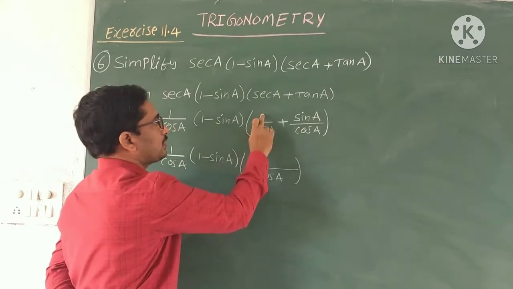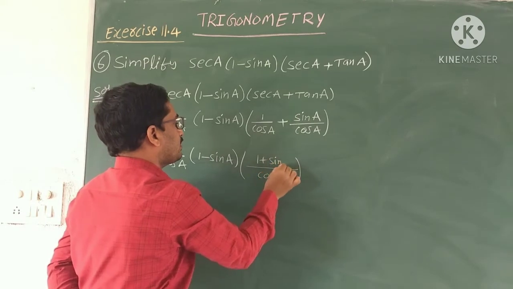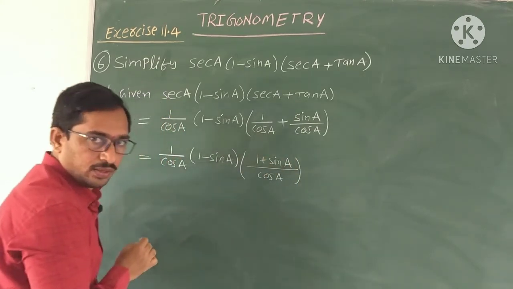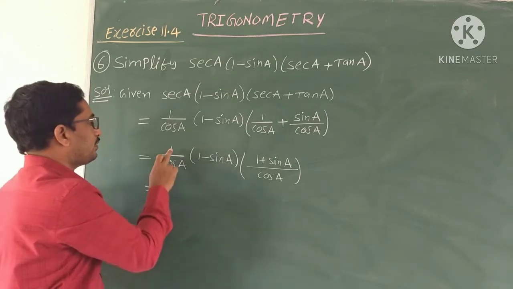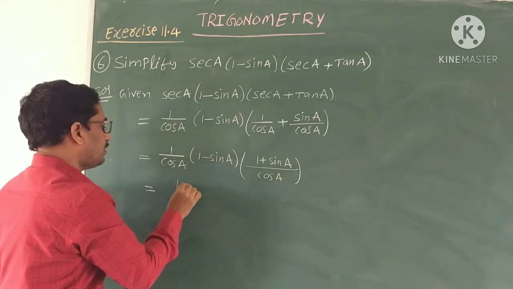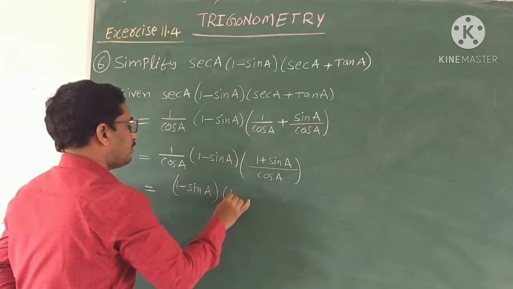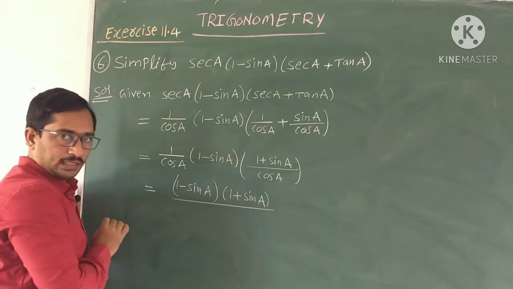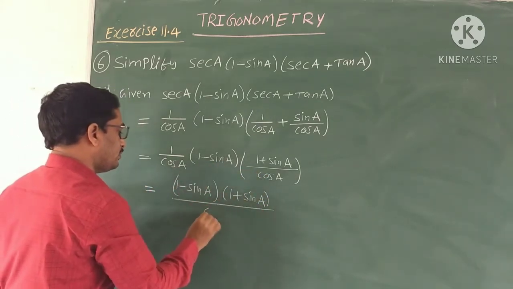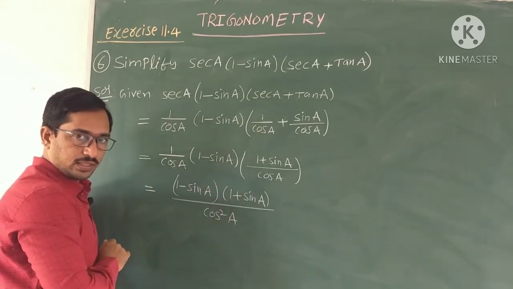The sum of the numerators is 1 plus sin A. Now multiply, denominator separate and numerator separate. Numerator: 1 into 1 minus sin A means 1 minus sin A, into 1 plus sin A. Now the denominator is cos A into cos A, which is cos square A.